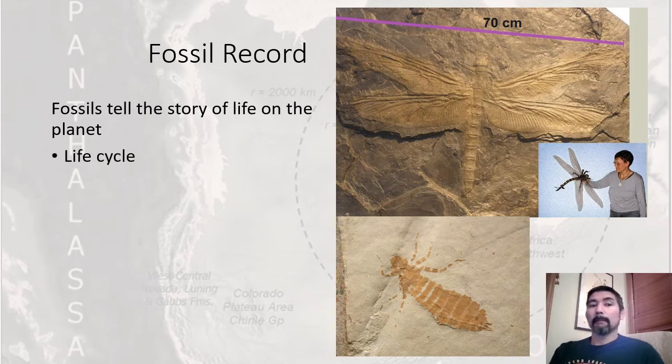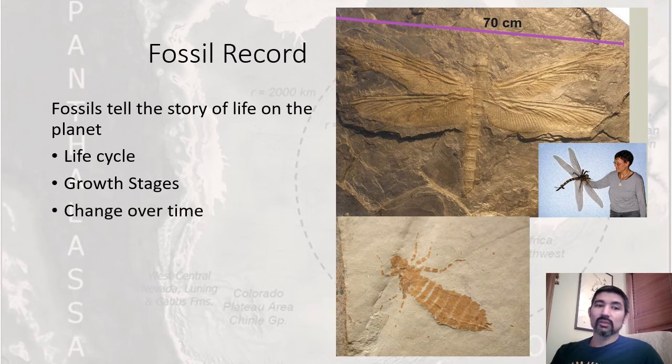Or we can see that, actually, they've gotten a lot smaller since then. So the fossil record tells us about the life cycle of living things. Here we can see that the dragonflies had a very similar life cycle. They had a larval stage and they had a mature adult stage. And again, this tells us about growth stages of different living creatures. We can see how these living creatures changed over time. So they've gotten smaller.